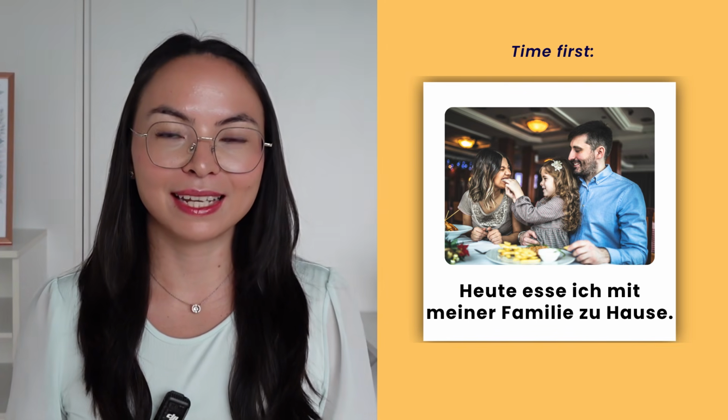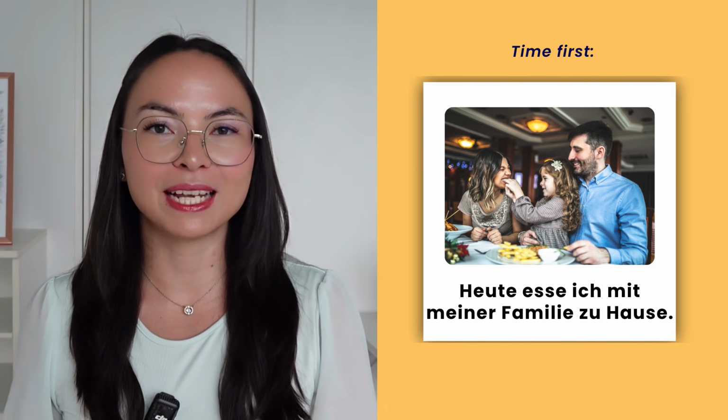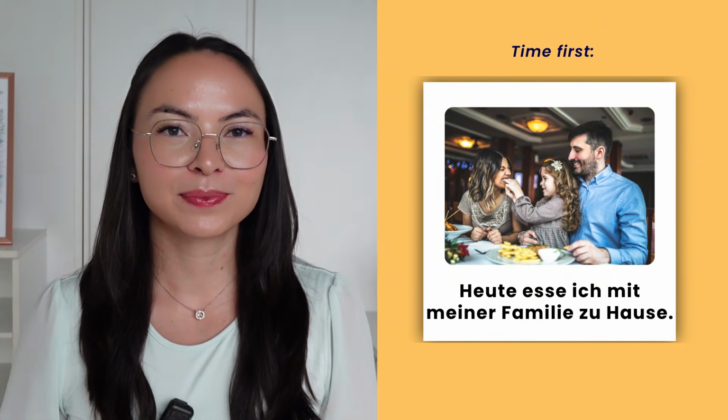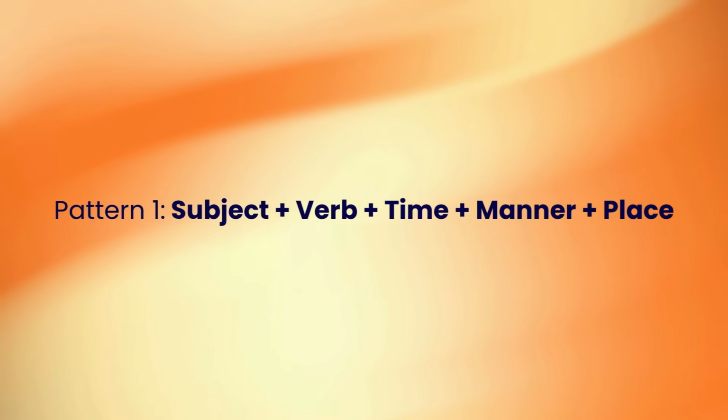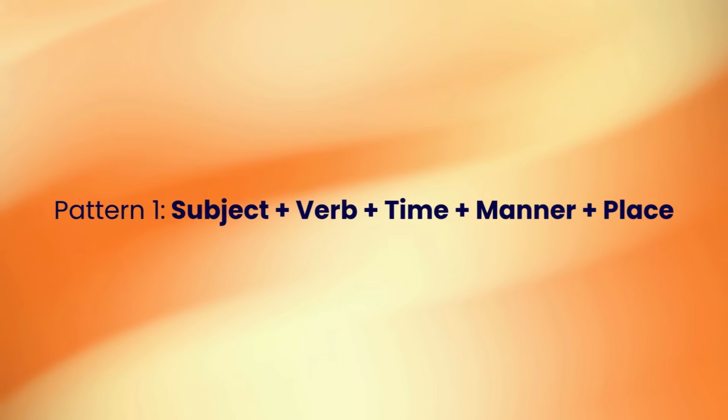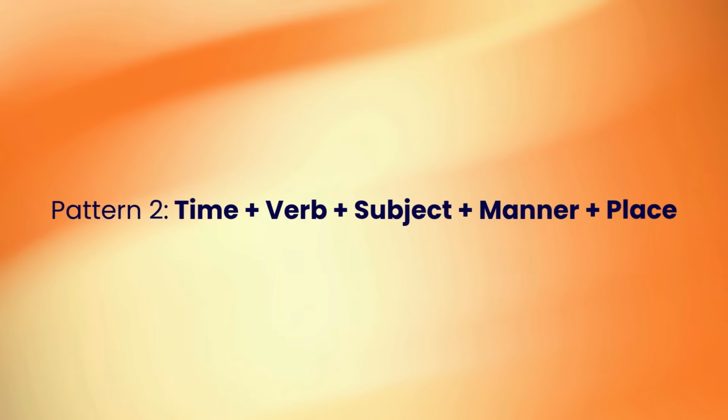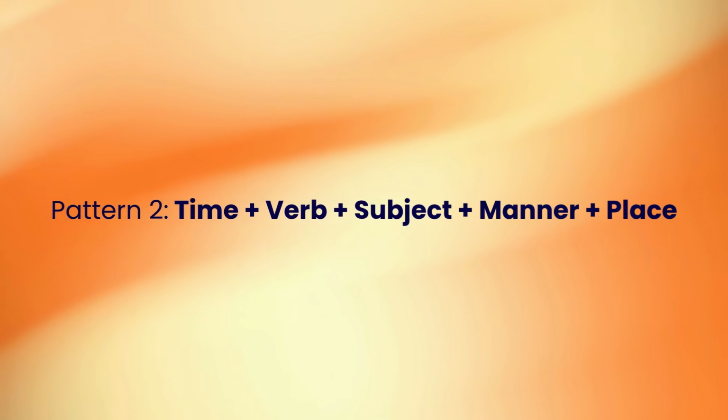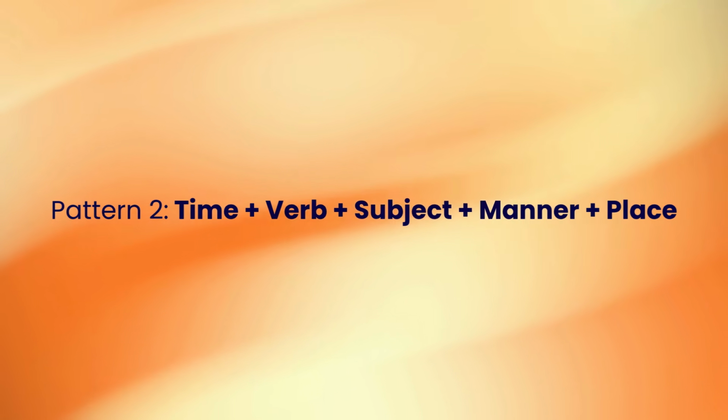Now, of course, you can also start the sentence with the time first, and then the same rule applies that we have learned earlier. The verb still goes on the second position. So for these examples, that would be heute esse ich mit meiner Familie zu Hause. So these are the two patterns that you can use when you're adding more information to a sentence. Pattern 1 is subject, verb, time, manner, and place. And then pattern 2 is the time first, then verb, subject, manner, and place.